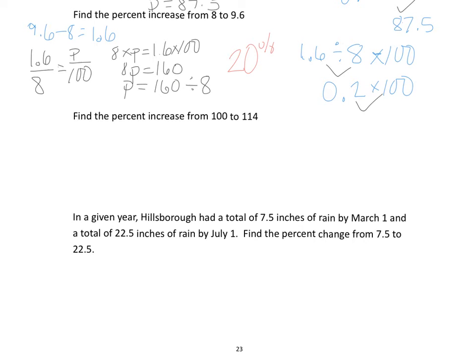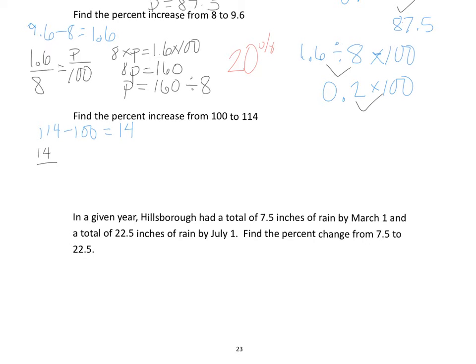The third one, find the percent increase from 100 to 114. We know this is going to be an increase problem because we started at a lower number and we went up to a higher number. First thing we have to do is the subtraction piece. On any percent of change, percent increase, percent decrease, anything, we've got to do the subtraction part first. So we do 114 minus 100, and that gives us 14. That's our amount of change.